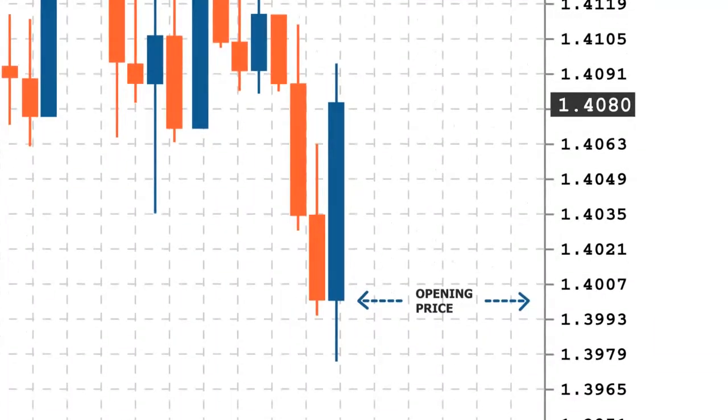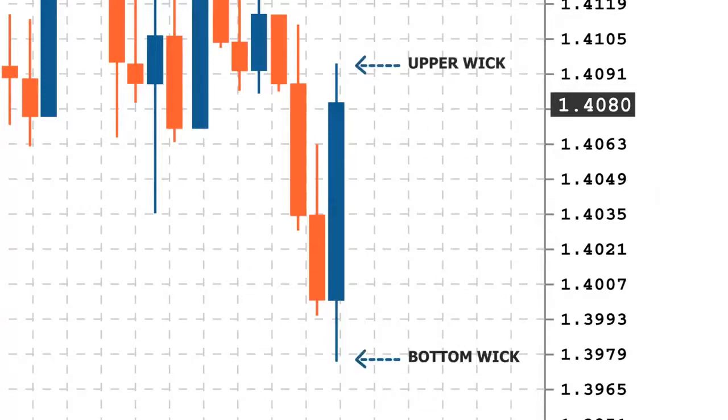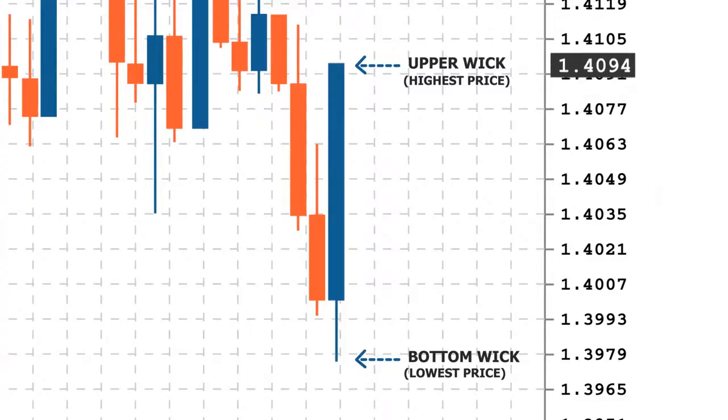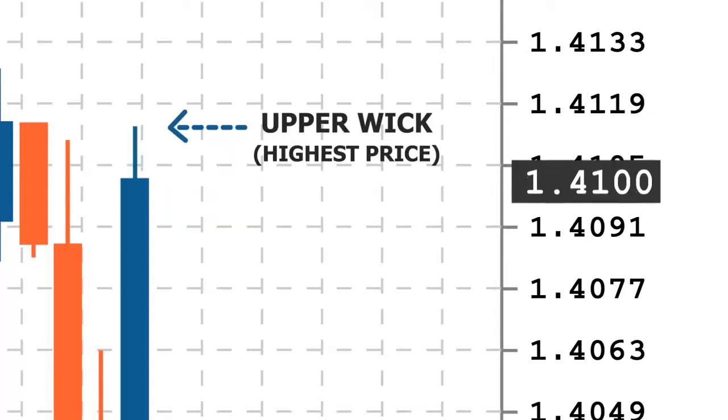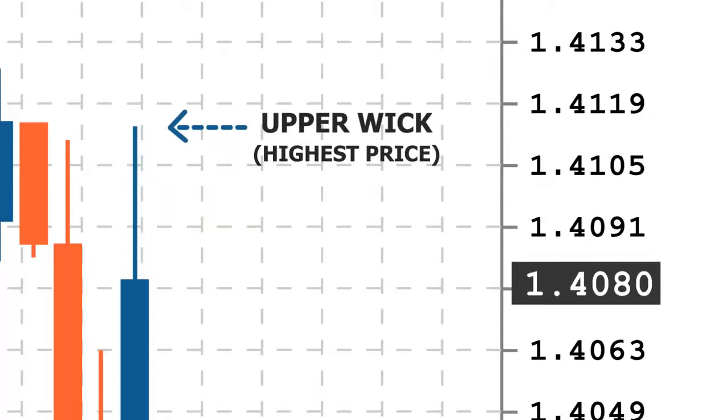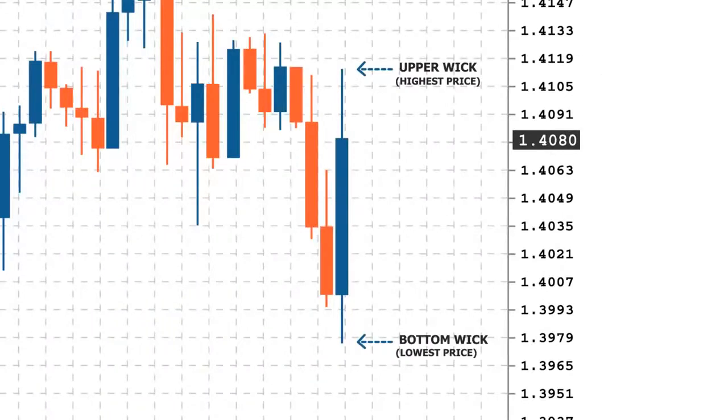You can also see these sticks. They are called wicks, and they tell you the highest and lowest price during the period that the candlestick represents. For example, the candlestick just reached a new high, and you can see that the wick remains after the price goes down again. So you can see where the highest and the lowest price were after the price retraced from the low and the high of that period.